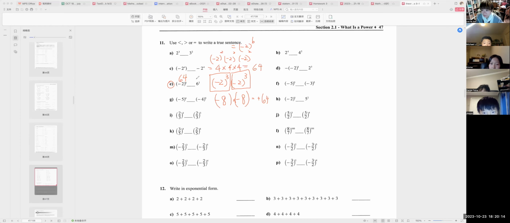So 6 to the power 2, Emma, equals what? 36. Equals 36. So 64 is bigger than 36. Get it?